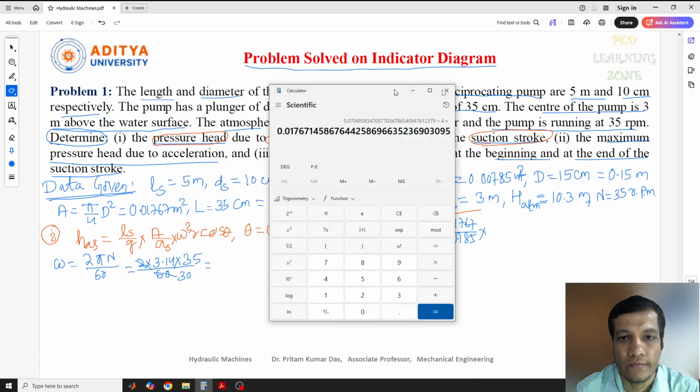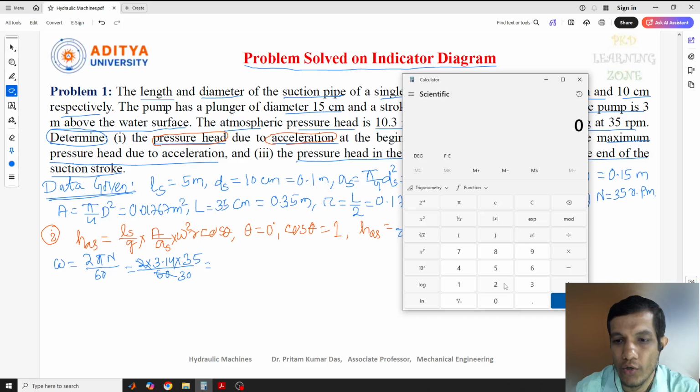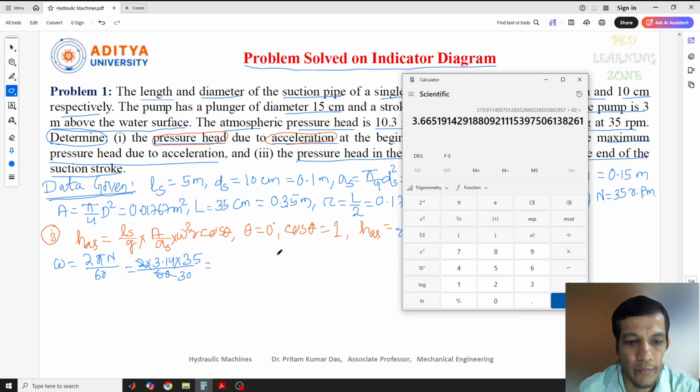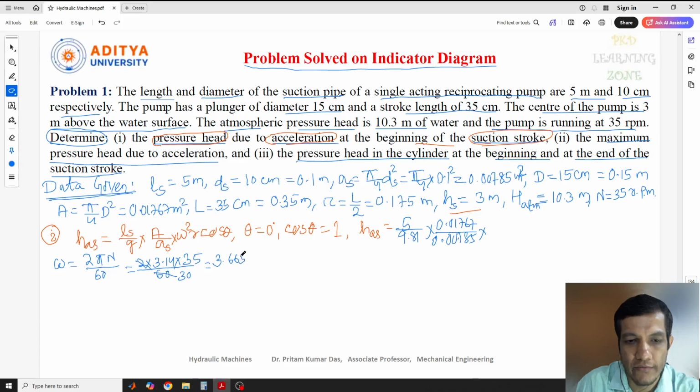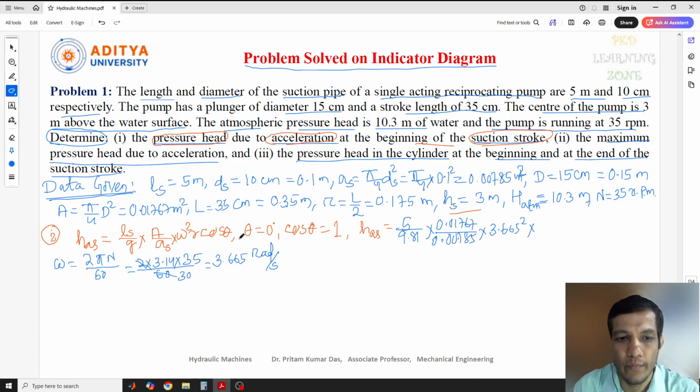Let's calculate 2 into pi into 35 divided by 60. That gives 3.665 radian per second. So let's write down 3.665 radian per second. Here I'll write the same thing: 3.665 square into r, omega square into r. The r value we have already calculated is 0.175. So this is 0.175. Now we need to write down the value of HS.